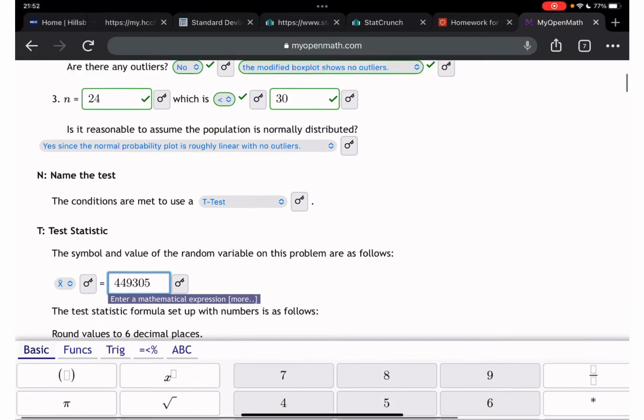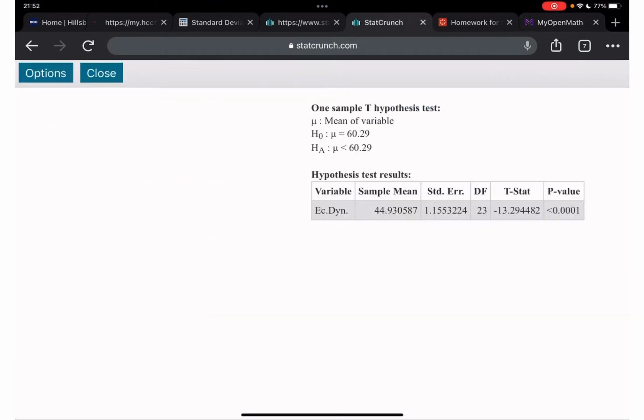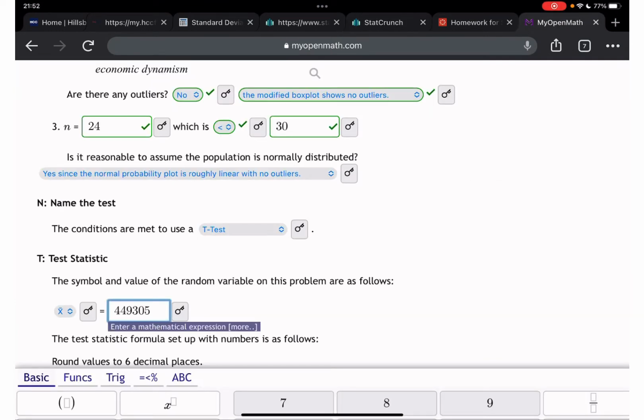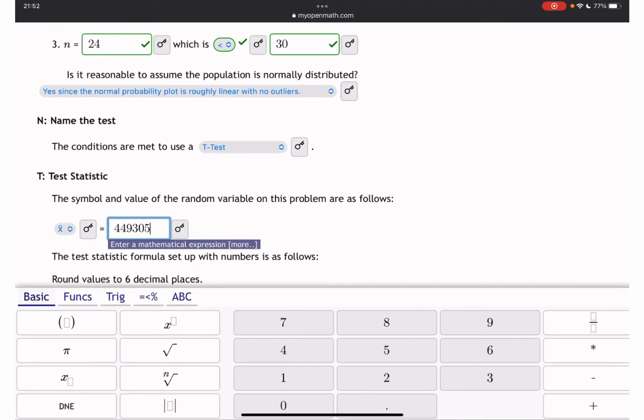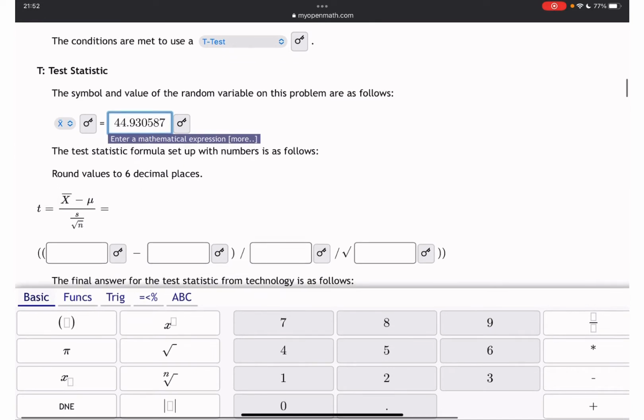$44.9305, am I right? 87. Okay. Since it doesn't say round up, we have to put all the last round value to 6 digits. Nothing to round because all together is 6 digits. But for 44, I didn't put the point. There we go. 44.930587. Okay. Next.